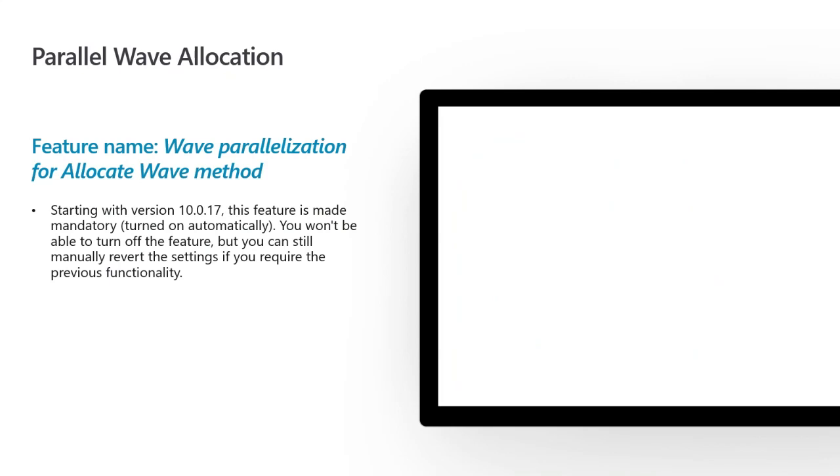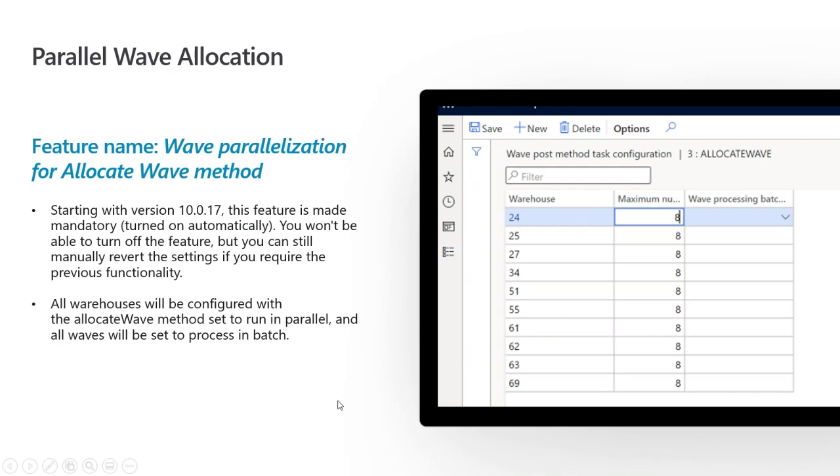We have turned it on, and you cannot turn the feature off, but if for some reason you do not want to use this functionality, you can manually revert the settings and use the previous single threaded wave allocation if you so choose. So enabling this feature will put these configurations in place under the wave process method for allocate wave. So this is your allocation step within the wave. And you can see this is a screenshot from the system of the actual task configuration of that wave process method for allocate wave.